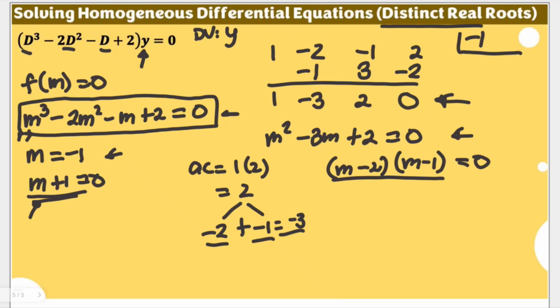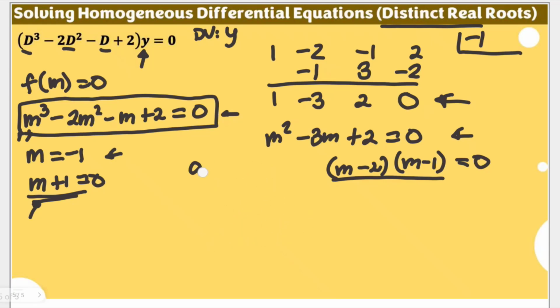Hence, you will have something like this. Let me erase this factoring easy method here. Please review that as well in your own time. So your auxiliary equation can be written like this. You have your first factor m plus 1 earlier by intuition and proven by your synthetic division. Then you have m minus 2 and m minus 1 equal to 0.